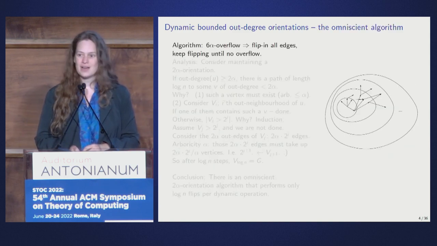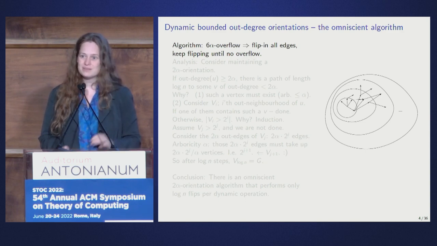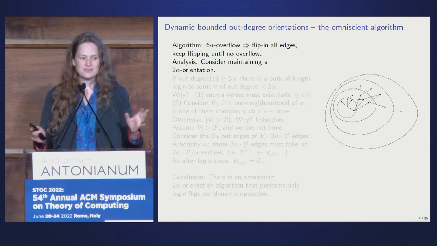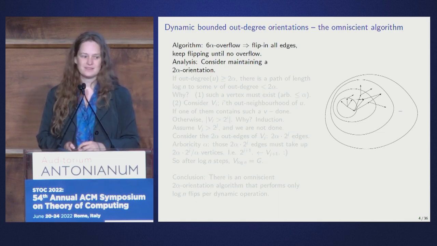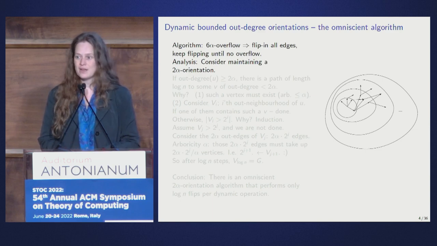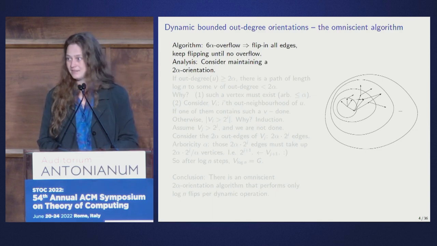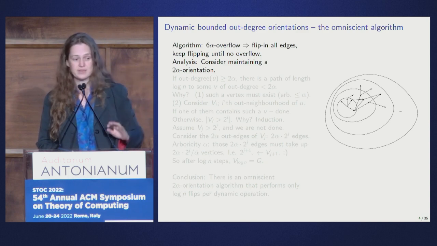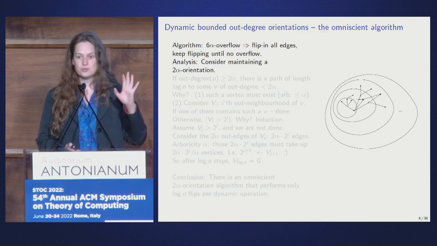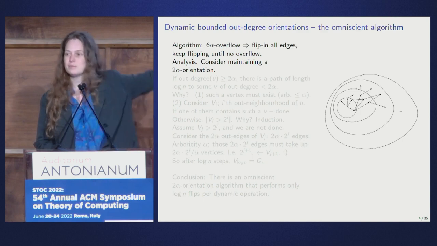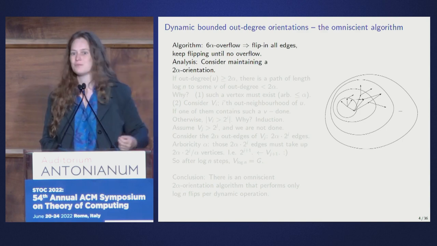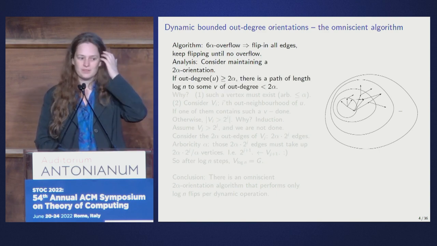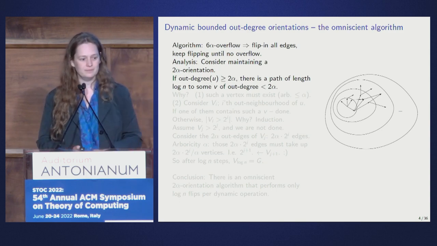Okay, so how do we analyze it? We look at something a bit tighter. So let's consider maintaining a 2 alpha out orientation instead, right? We know theoretically we can make an alpha out orientation. Let's maintain a 2 alpha out orientation. And this number 2 is not from the paper, it's just to make it even simpler. You can imagine it being alpha plus 1 if you want. But let's just say 2 alpha.